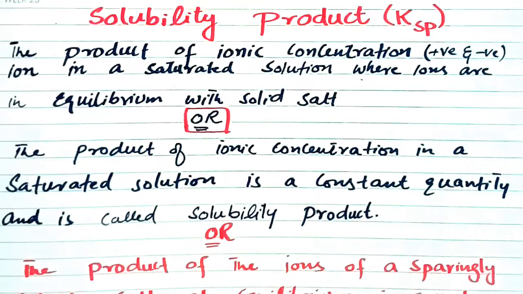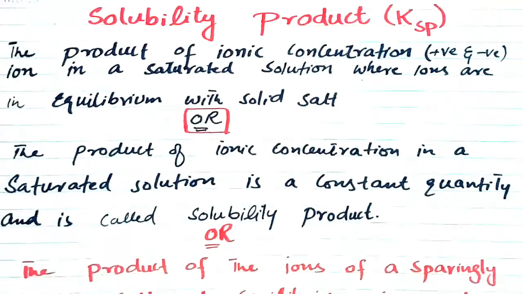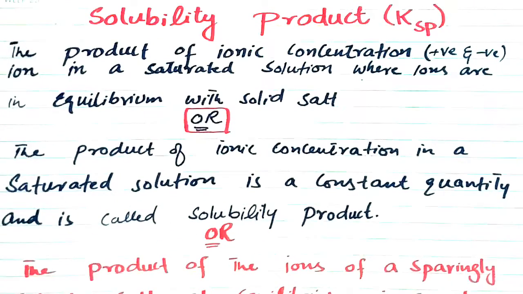That is, the product of ionic concentration, the positive ions and negative ions, when they are multiplied with each other. So the product of ionic concentration of positive and negative ions in a saturated solution where ions are in equilibrium with its solid salt.